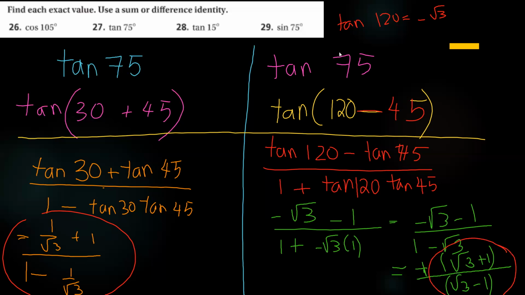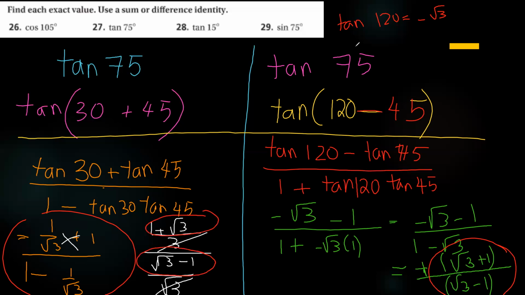If you come back here, you write them with the same denominator. So we have 1 plus square root of 3 over 3 over square root of 3 minus 1 over square root of 3. You cancel them. So you'll find the answer as 1 plus square root of 3 over square root of 3 minus 1. So as you see, if you use the sum identity or the difference identity, you will get the same answer.